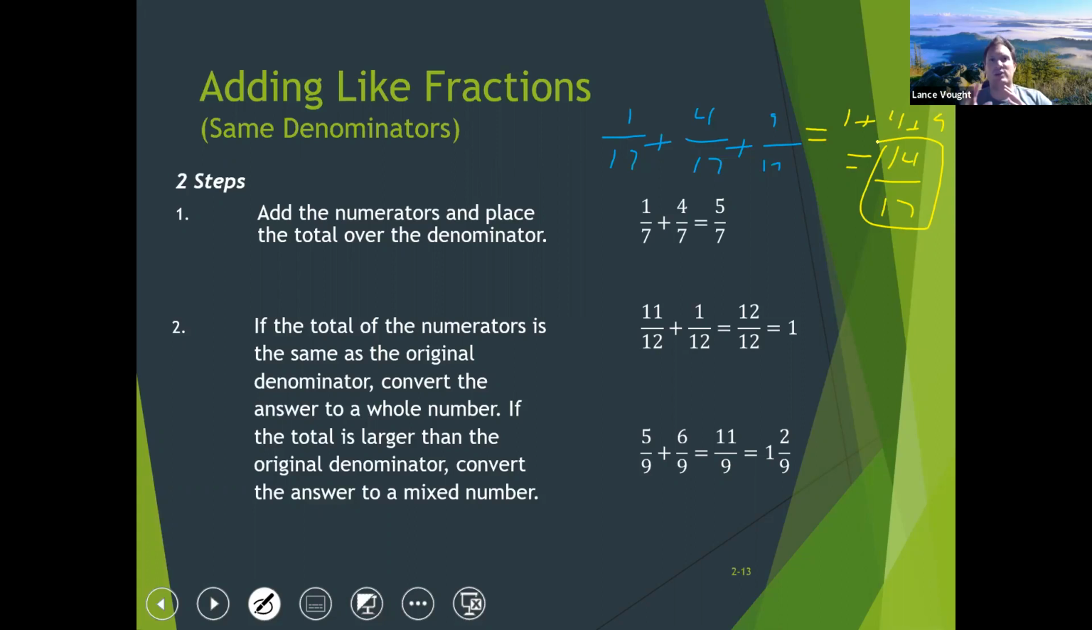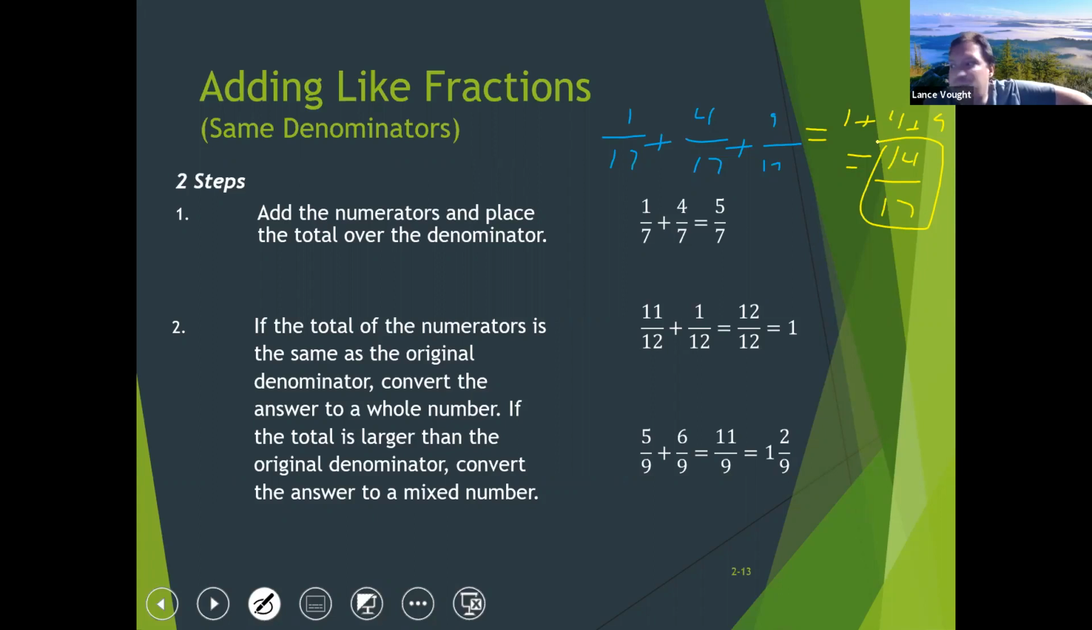Basically, the way you can think about this is, let's say that you have a 17 slice pizza, okay? Assuming that the person that cut the pizza did it properly, all of those slices are the same size, right?